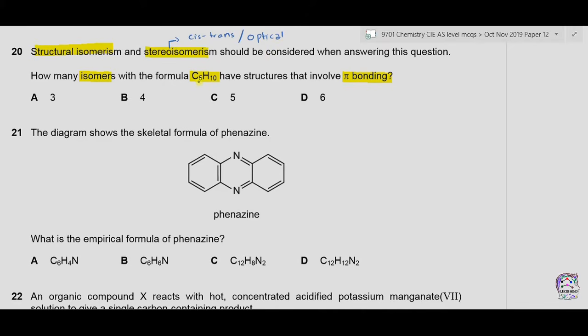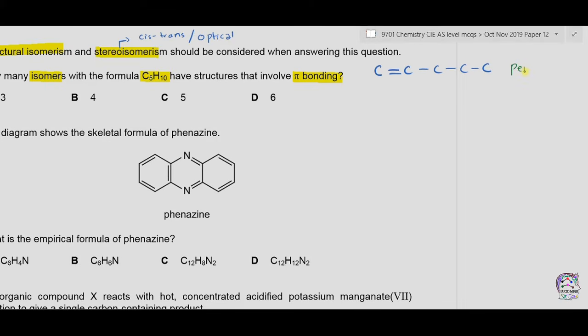C5H10 is an alkene as it has 5 carbons and 10 hydrogens, so it is a pentene. Let's draw possible structures of pentene. We have 1, 2, 3, 4, 5. The double bond could be between the first and second carbon, so it is pent-1-ene. If the double bond is between the second and third carbon, then it will become pent-2-ene.